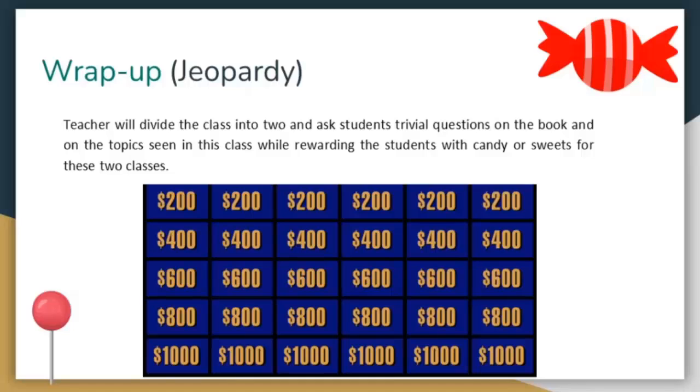Now, if you don't know, Jeopardy is a popular game from the US where they answer trivia questions. Each question has its own value. The more difficult the question is, the more valuable it is. So each team will earn an amount of money, or it could be changed to points, and the more points you earn, the more probability you have of winning. Of course, the candy will not be just for the winners, but for everyone. This is just a fun way to end the class.